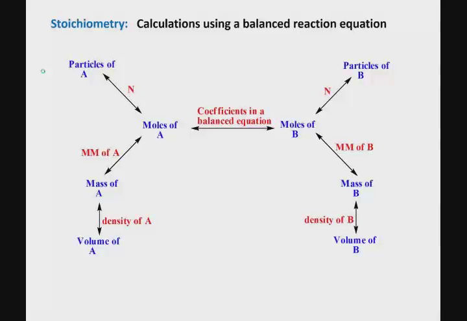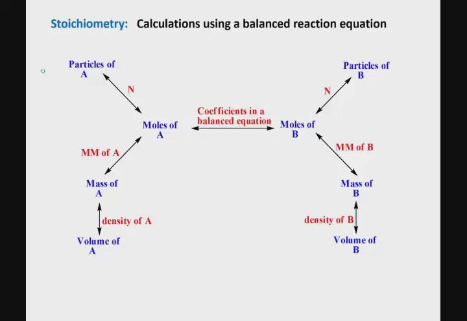Stoichiometry is calculations involving a balanced reaction equation. Whenever we try to calculate any property using the balanced reaction equation as the basis for that calculation, those kinds of calculations are called stoichiometry. And basically, the big picture shown here in this slide is what stoichiometry is all about. And I hope you will not look at this big picture as a whole, but rather break it up into pieces and use it as a guide to calculate what is required from the data given.